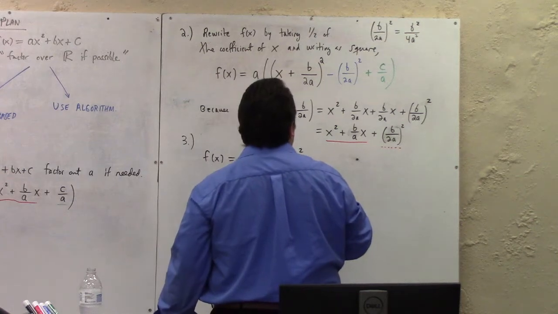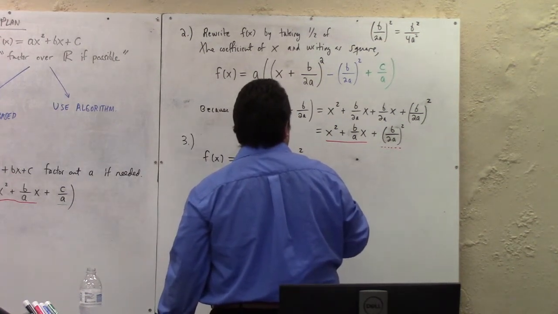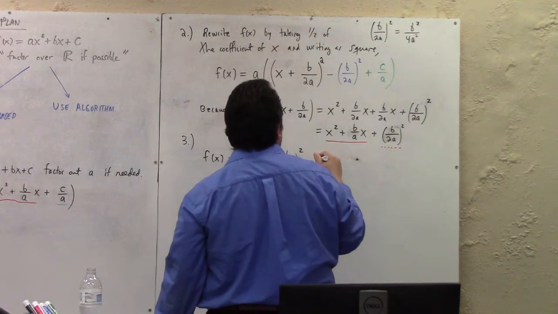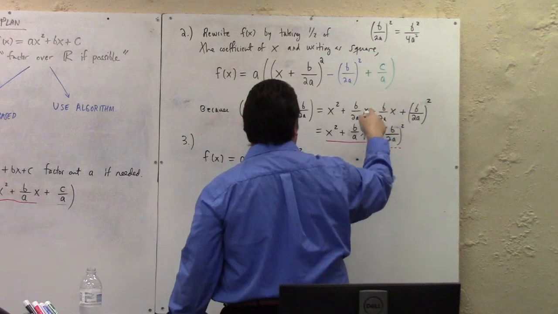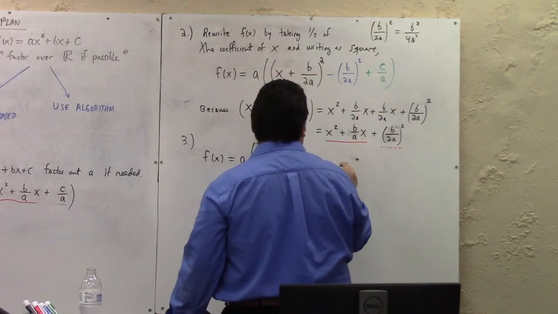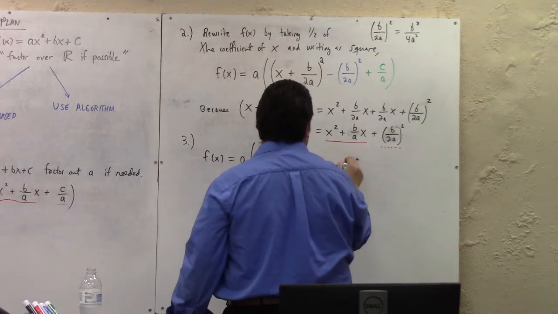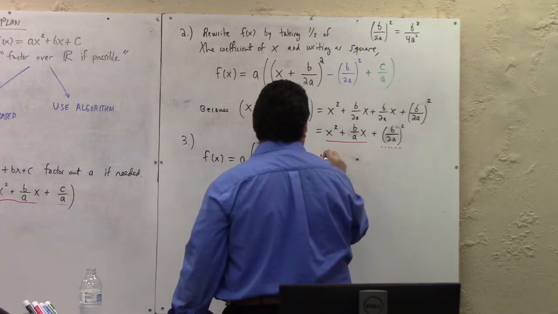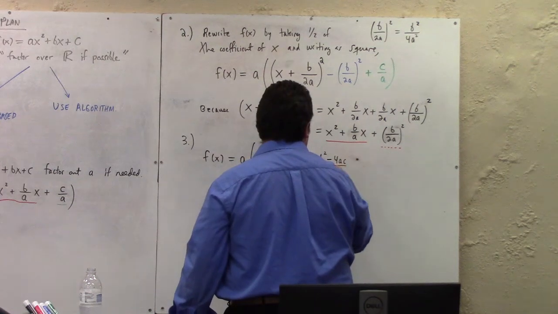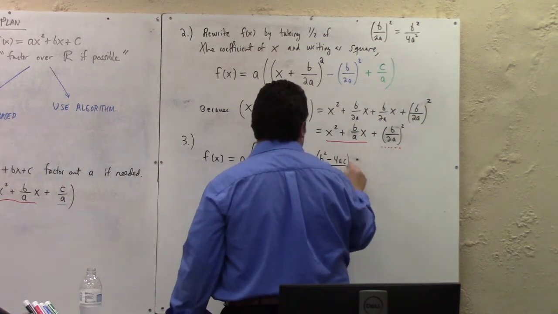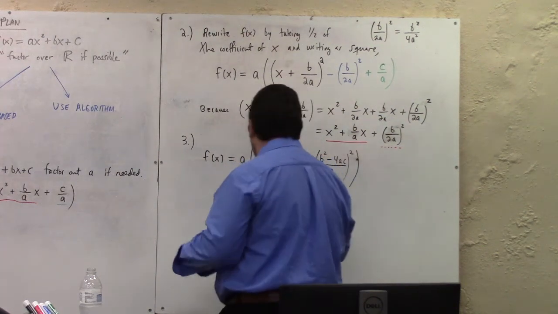Well, anyway, let me rewrite that. I guess I want to give them both a common denominator of 2a squared. So if I do that, I could write that as 2a, and upstairs I've got b squared minus 4ac, squared, like that.